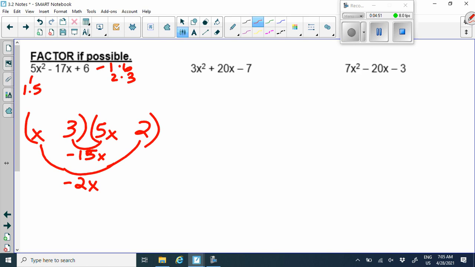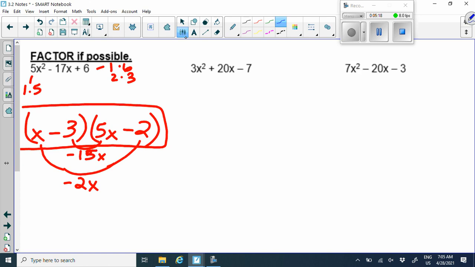Well, your x's always stay positive. So the x and 5x, they will always stay positive. That means we need to put the signs in between the two terms. Well, that means to get to a negative 15x, my 3 has to be negative. To get to a negative 2x, my 2 also has to be negative. So this is going to be my final factorization of my problem here.